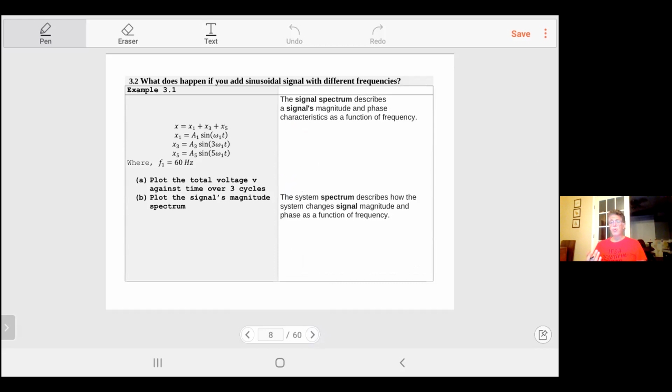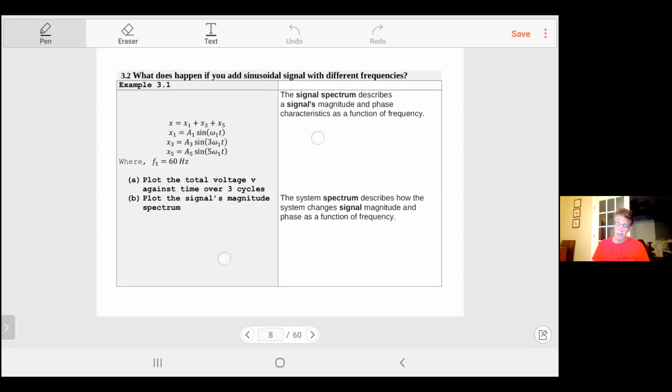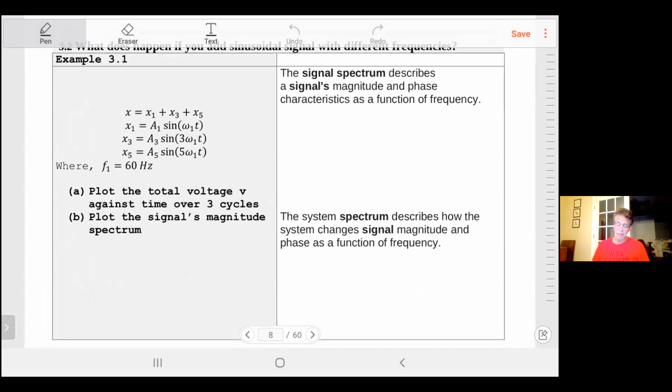Now, let's just go backward. In this example, as you see here, let's just make it bigger. We have three components, x1, x3, x5. The first one has a peak value A1 and the frequency omega 1. And you know, of course, how you get omega. Omega is equal to 2 pi f, the angular frequency. Let's say, for example, this frequency is equal to 60 hertz.